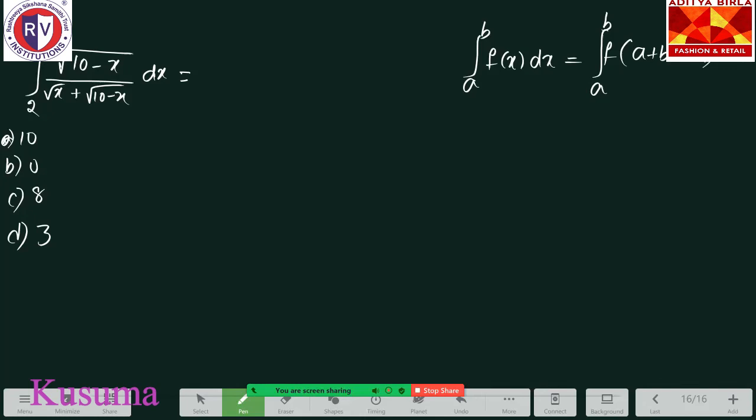Like the previous problem we solved, it is the same kind, but here we replace x by a plus b minus x, because a is 2 and b is 8, so we replace x by a plus b minus x. And the entire method is the same as the previous problem. So this is I, and let this equation be equation 1. So now let us replace x by a plus b minus x using this property.